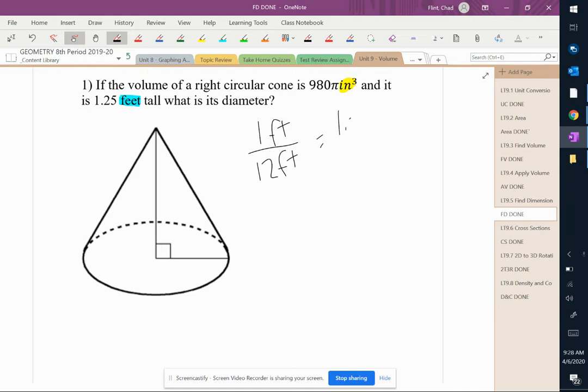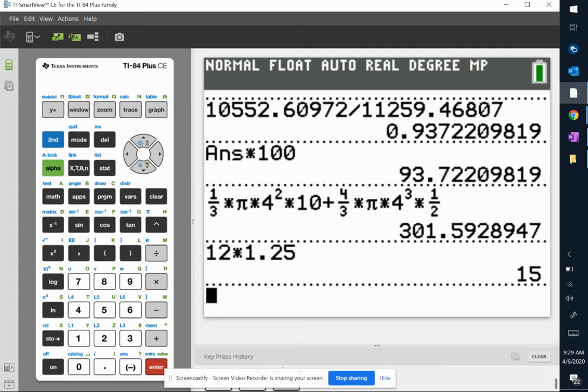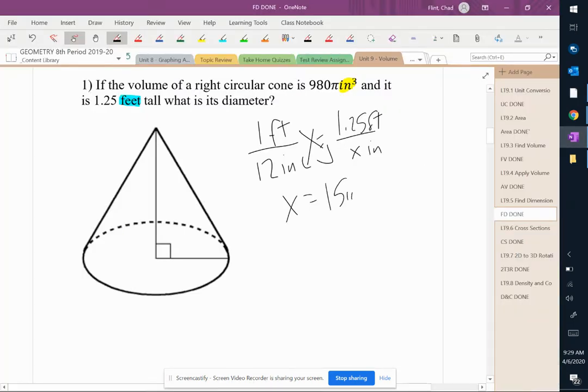So 1 foot is 12 inches, and 1.25 feet is x inches. So we're looking at x equals 15. And that's how tall it is. So it's 15 tall. It wants to know the diameter.